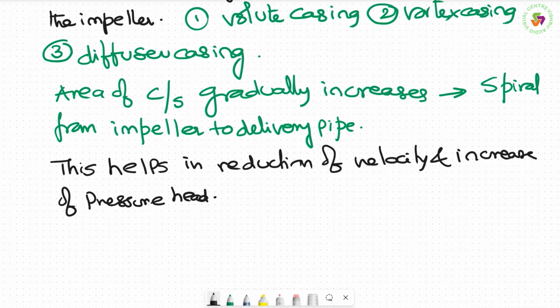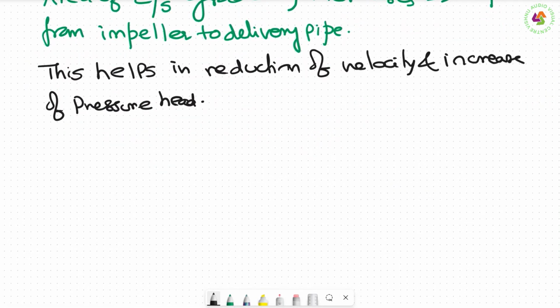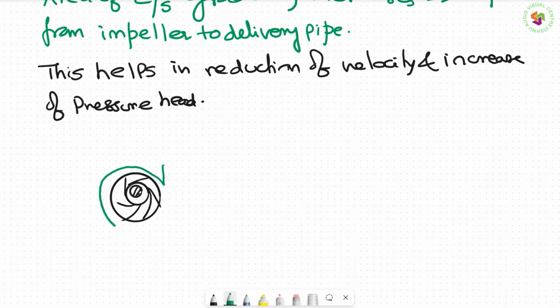For example, if you take first the volute casing, this is the shaft position, and above this is the runner. These are the runner vanes, and above the runner, straight away the casing, gradually increasing. This is what we call the volute casing.